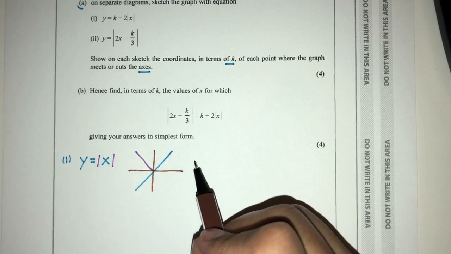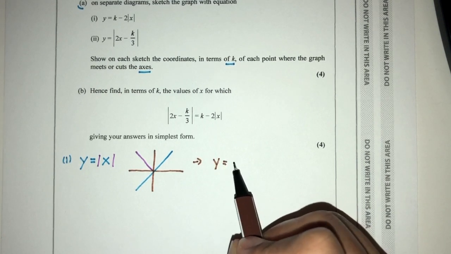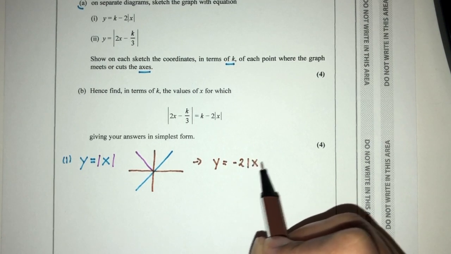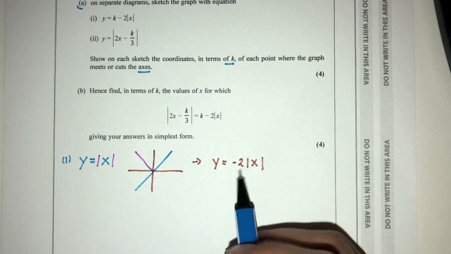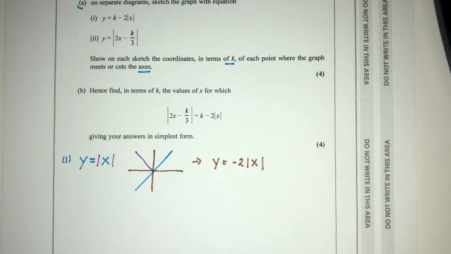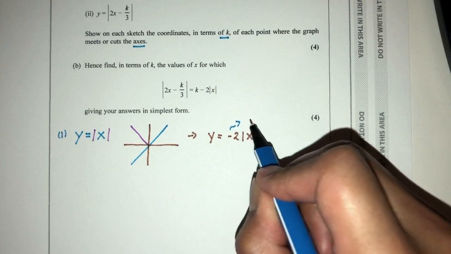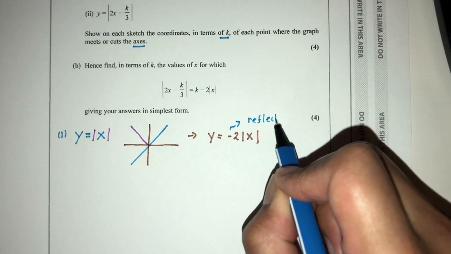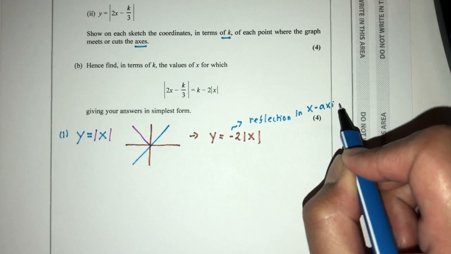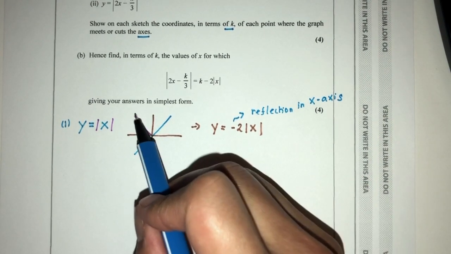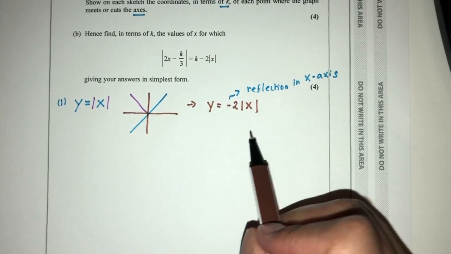Next step will be what? What is the equation of y equal to minus 2 modulus of x? So the idea is that when you apply a minus sign in front of the modulus x, it means a reflection in the x-axis. That's the main idea here. So basically the shape was this. Now it will be reflected in the x-axis. So it will become this.